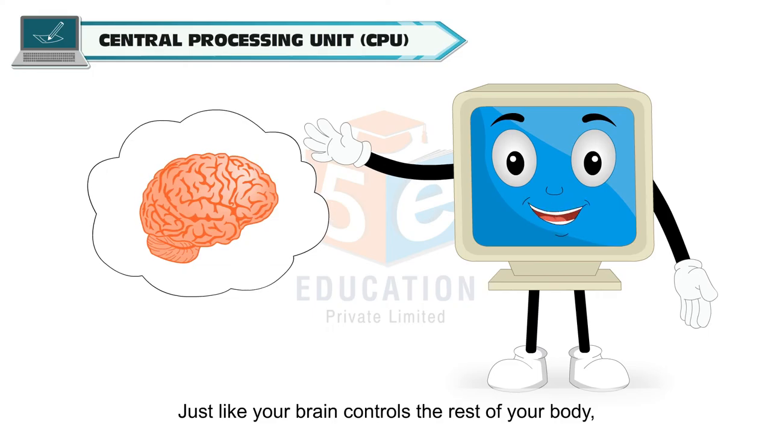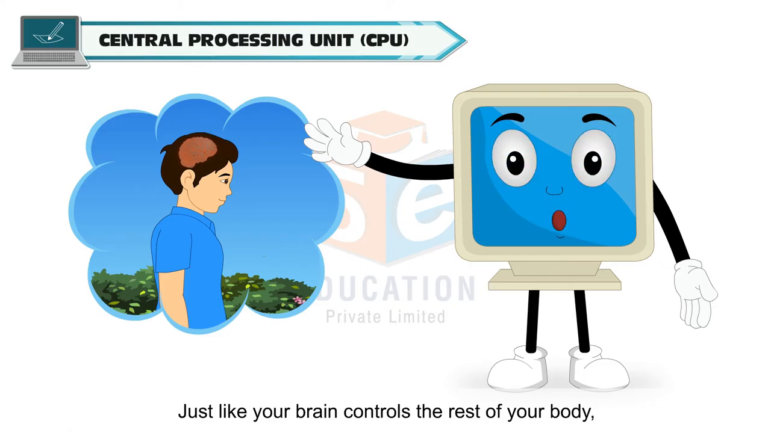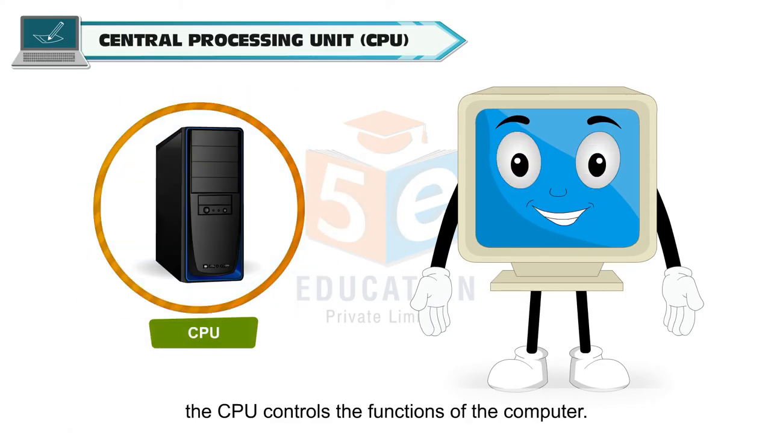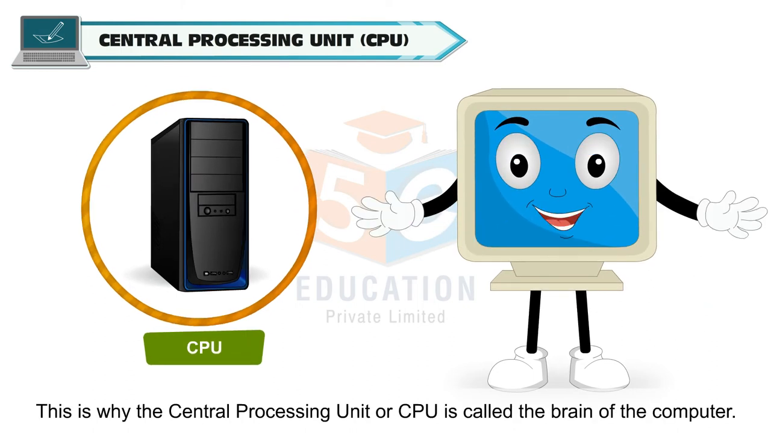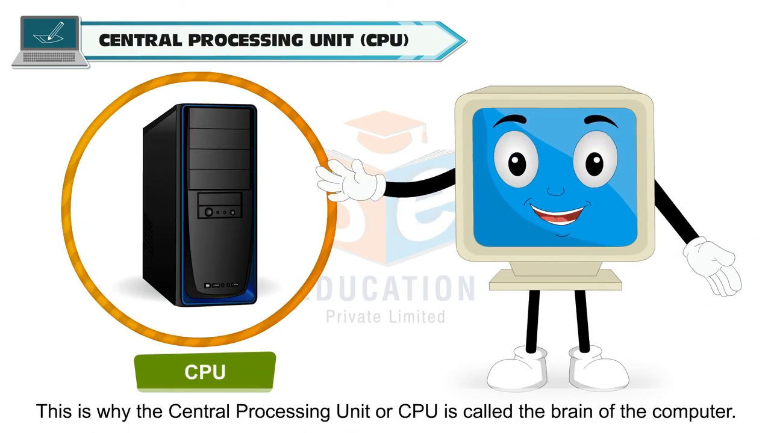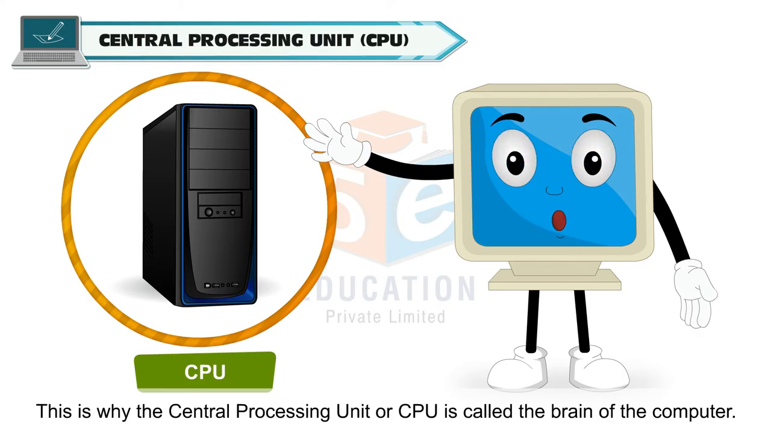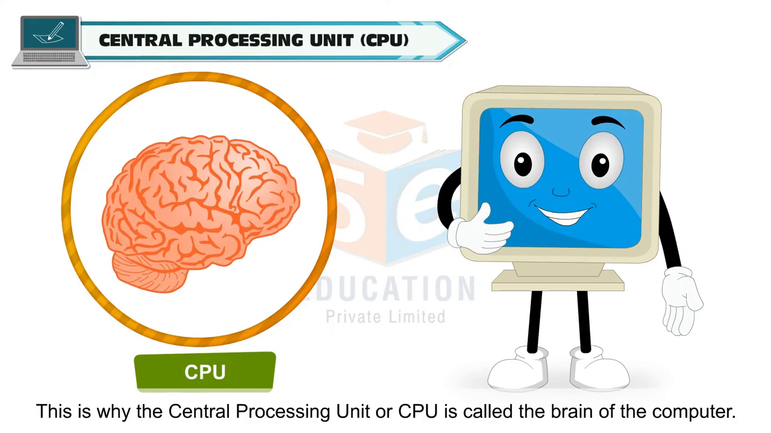Just like your brain controls the rest of your body, the CPU controls the functions of the computer. This is why the central processing unit or CPU is called the brain of the computer.